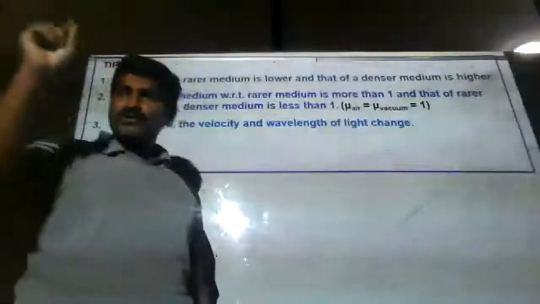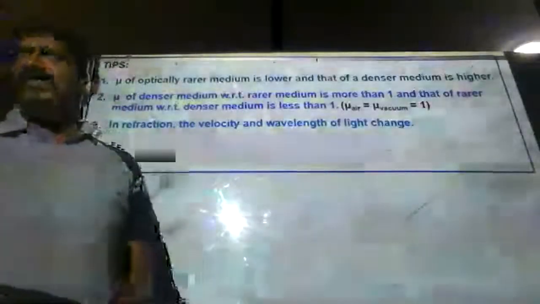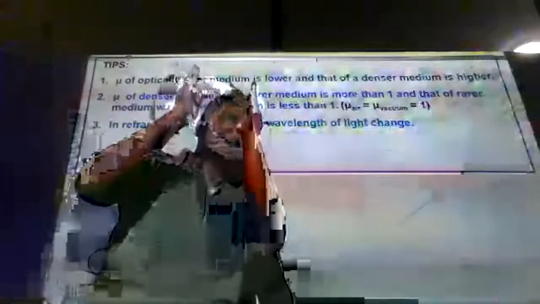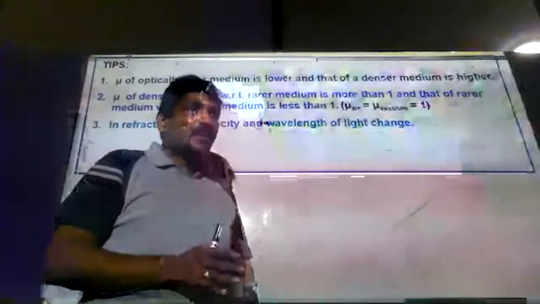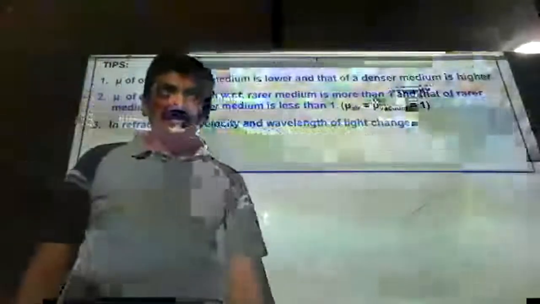Now, in refraction, the velocity and wavelength of light change whenever it changes its medium. Remember here, the most important point: frequency will not change. Frequency depends on the source. Who will change? Velocity of light and wavelength of light change. Tomorrow a question can be asked: why has the color of light changed? Because the velocity of light changed. Because the wavelength of light changed.